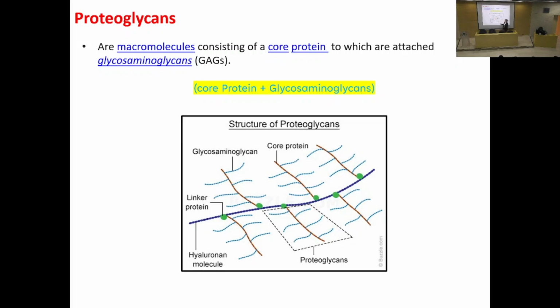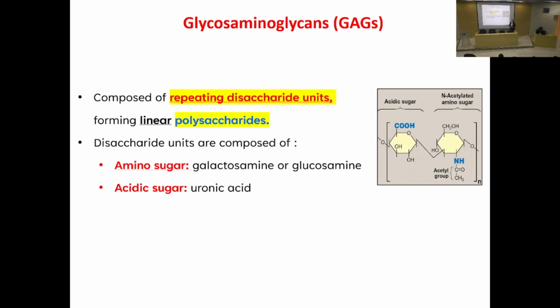What is it made of? It is made of a protein, which is called the core protein, to which is attached what we call glycosaminoglycan. All right? So we're going to see what these glycosaminoglycans are. Protein is just a sequence of amino acids. Okay? Now, what are these glycosaminoglycans? The glycosaminoglycan, as we said, is a kind of sugar. But what are these glycosaminoglycans made of? They are made of disaccharides. All right? What does disaccharide mean?